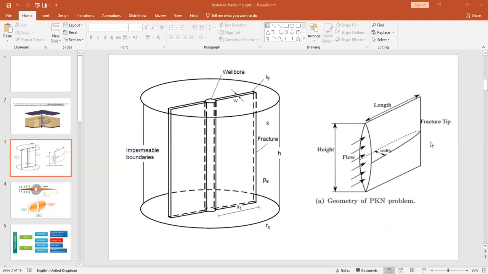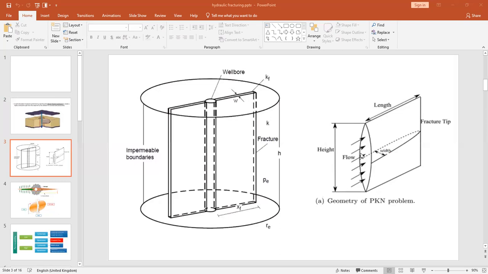You are supposed to understand these various concepts about the fracture. You have the fracture half length, which we denote as XF. You have the width. I indicated this so that you should understand exactly what the width of the fracture is. This is the width of the fracture. Then you also have the height of the fracture. So there are three parameters that define a fracture.